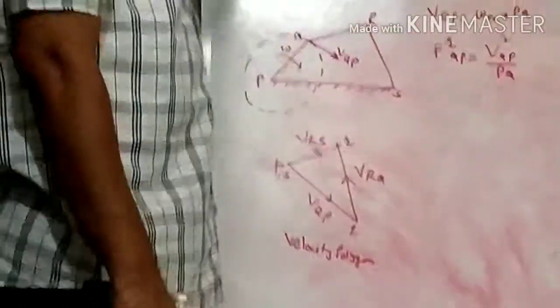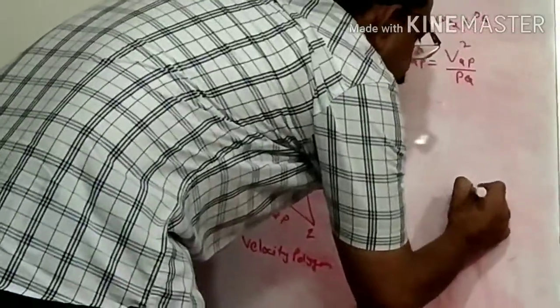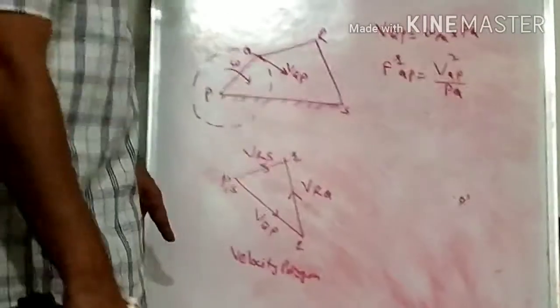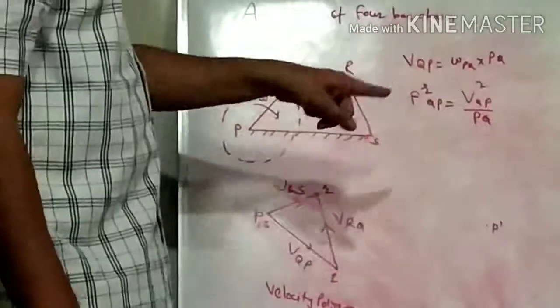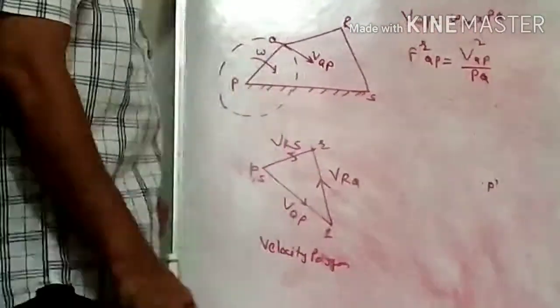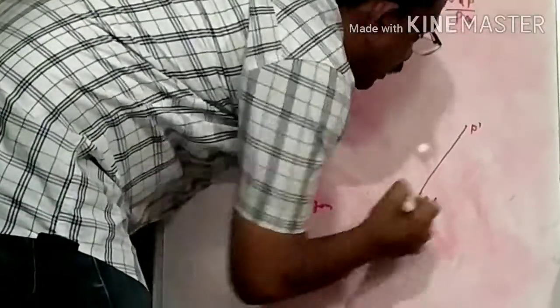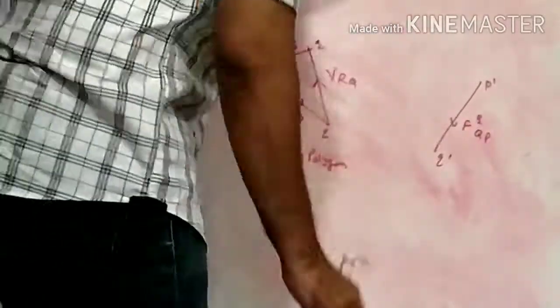Then we have to take a scale. First mark the position of point P dash. The direction of this vector is towards the center, that is, towards point P. So draw the vector P dash Q dash parallel to link PQ. Vector P dash Q dash represents the radial component of acceleration of Q with respect to P.